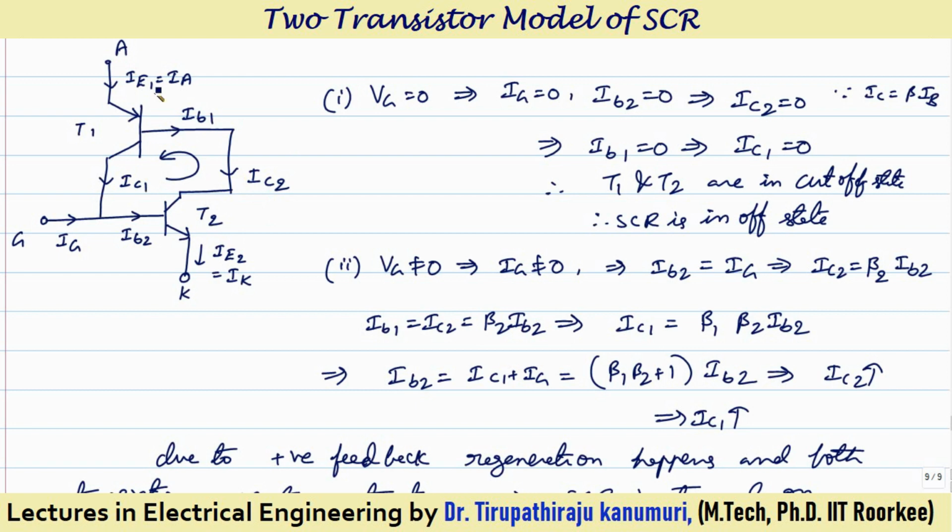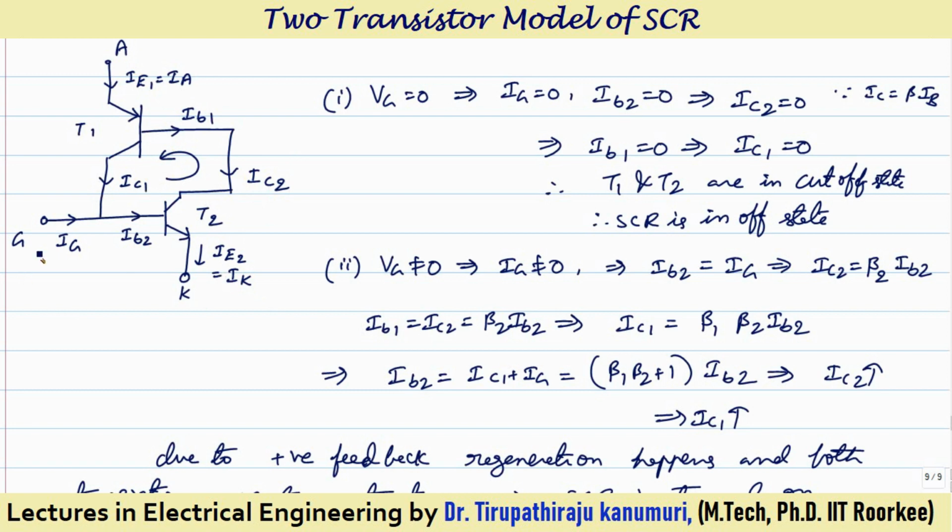Because we know the value of IE is the sum of IC plus IB. Both are 0, so automatically IE or IA is equal to 0, as well as the cathode current is equal to 0. So we can tell that both the transistors T1 and T2 are in the cutoff state, or we can tell that the SCR is turned off under this condition.